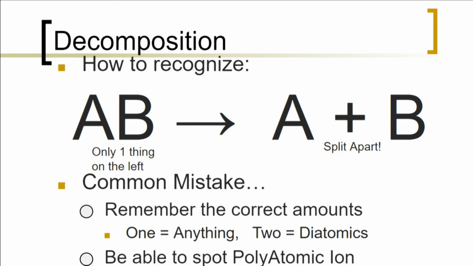Like it says on the slide, some common mistakes that students make is that you have to remember the amounts. If it's diatomic, when you split them apart, do that have no fear of ice cold beer check. If it's one of those, it'll be 2. If it's anything else, it'll just be 1. One of the things is be able to spot your polyatomic ions because you're going to want to keep your polyatomic ions together. And so I'm going to look at that polyatomic ion sheet, which should be attached as well in the resources.